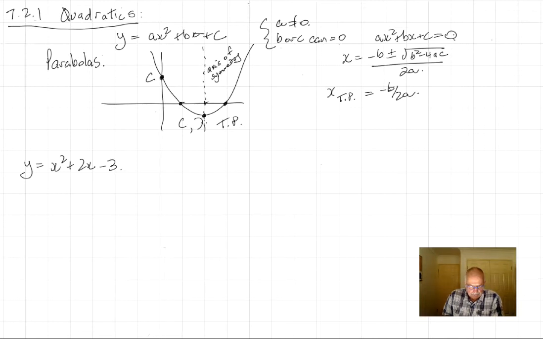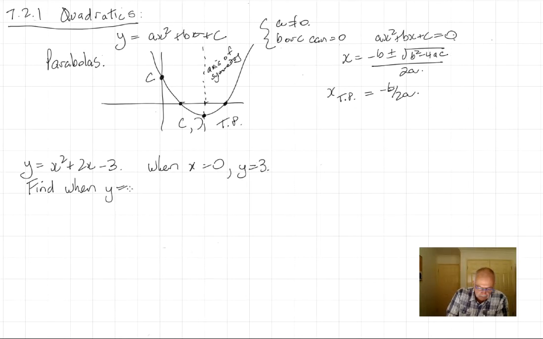We know it's going to cut through negative 3. And then we're going to find the zeros, or find when y equals 0, or let's go when x equals 0. X equals 0, y equals negative 3. When y equals 0, we've got x squared plus 2x minus 3 equals 0.